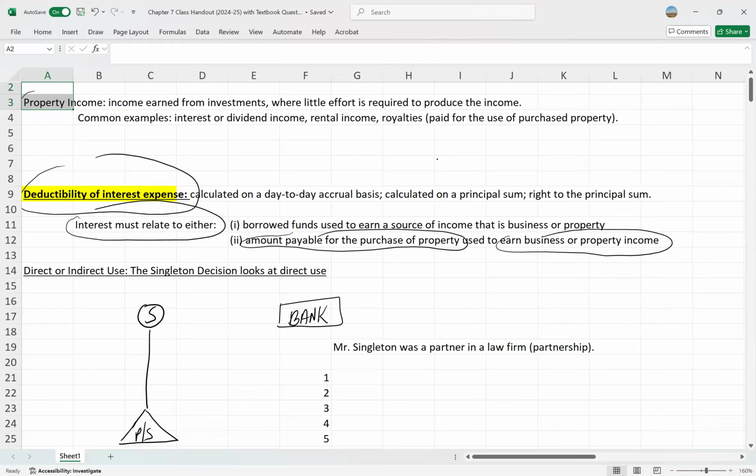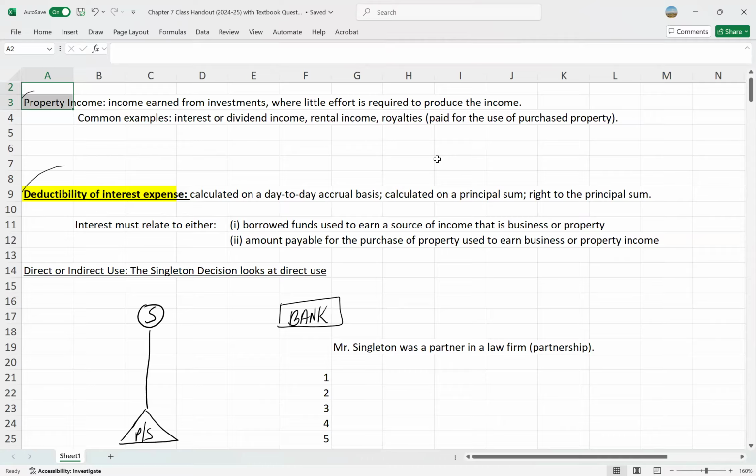So a company borrows money to buy some equipment. They use that equipment to earn business income. The interest would be deductible. An individual buys rental property. In order to buy the rental property, they must borrow some money from the bank, take out a mortgage. They use that rental property to earn rental income. Once again, that interest would be deductible. So it's pretty straightforward when interest expense is deductible.